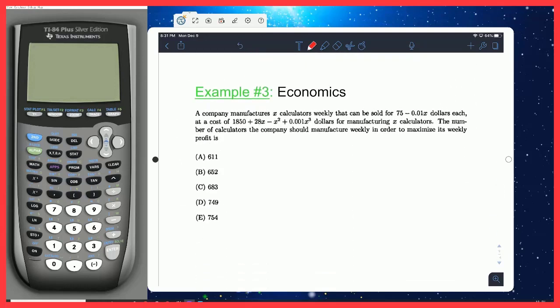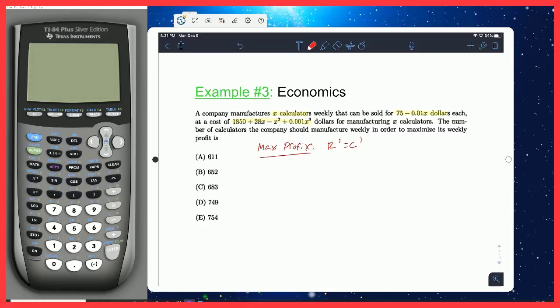A quick problem to drive this theorem home. A company manufactures x calculators. They can be sold for this much each, and the cost for the company is this amount. And it wants to know, how could you maximize weekly profit? Well, in order to do this problem, we just need to find the max profit, and that will occur when marginal revenue equals marginal cost.